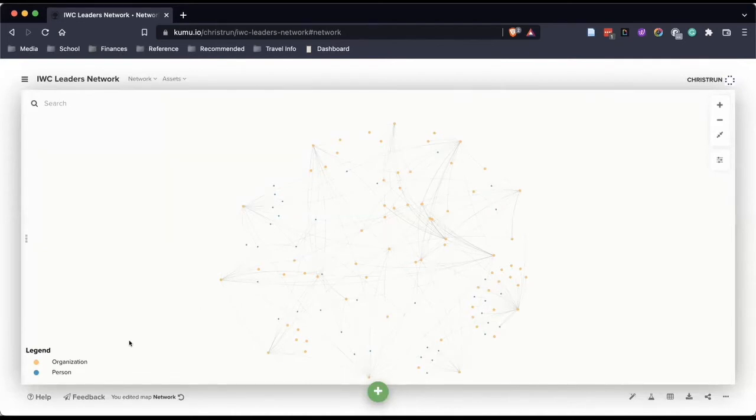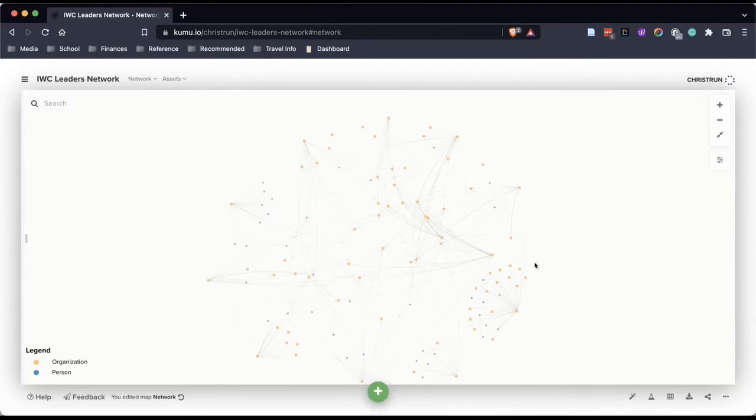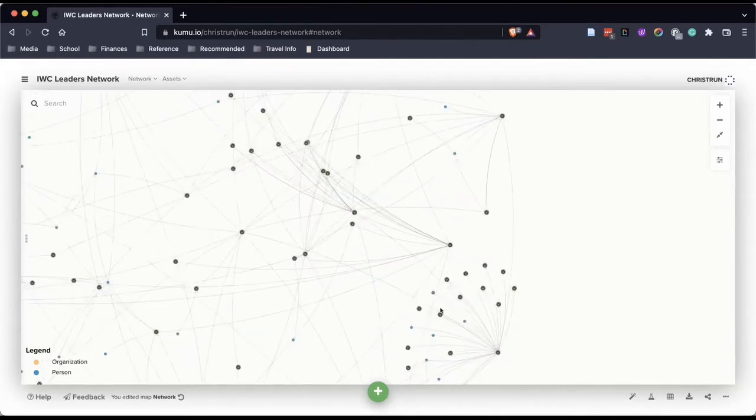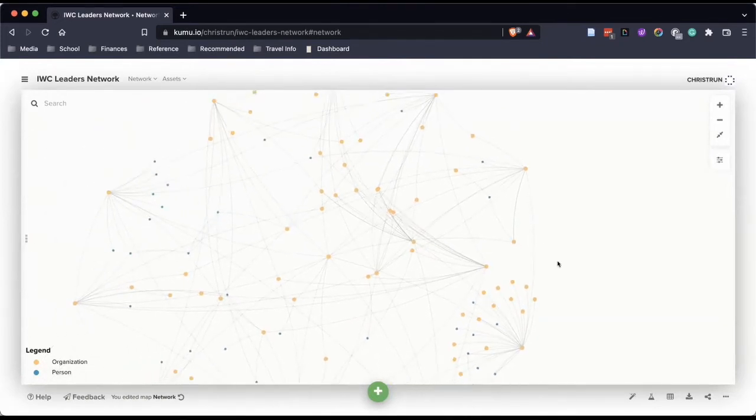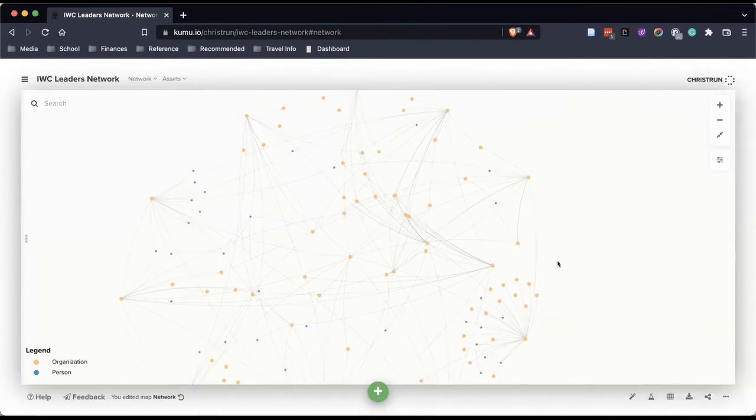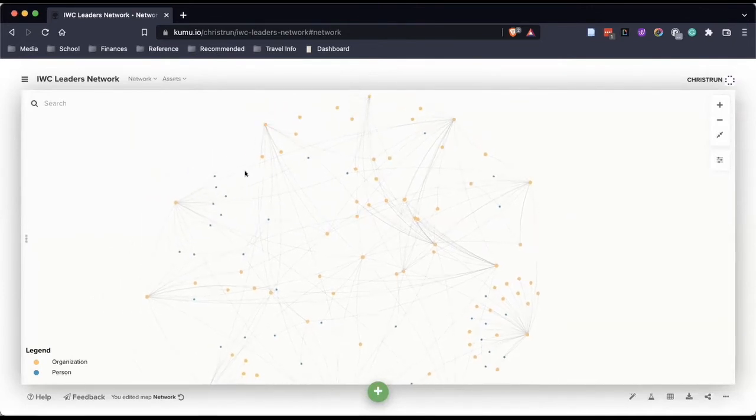The other thing that you might notice is that we have a legend here depicting organizations as orange and people as blue. Those colors are kind of arbitrary. There's nothing really symbolic there. But you can see we do have different colors that depict the different people and the different organizations in the map.